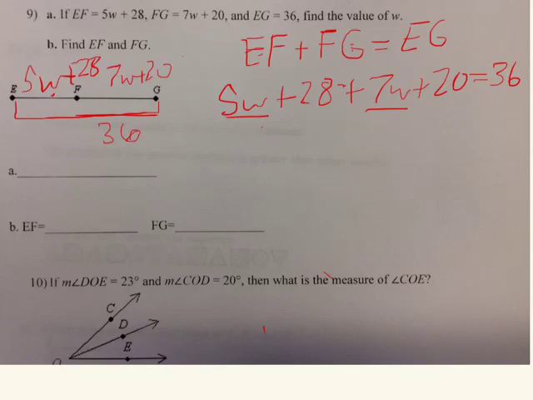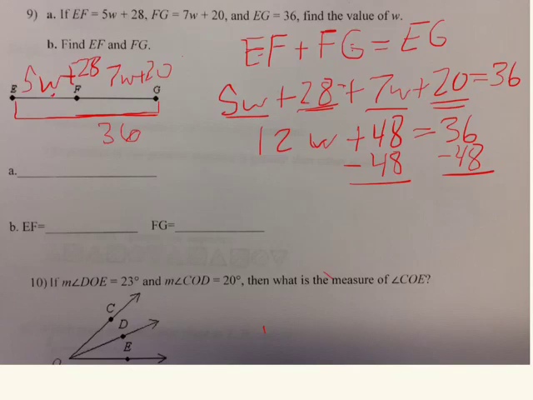5W plus 7W, that's going to be 12W. Combining like terms, 28 plus 20, that's going to be 48, is equal to 36. Subtract 48 from both sides, and you'll get 12 equals 12W. Divide by 12, and this is going to be W is equal to -1.